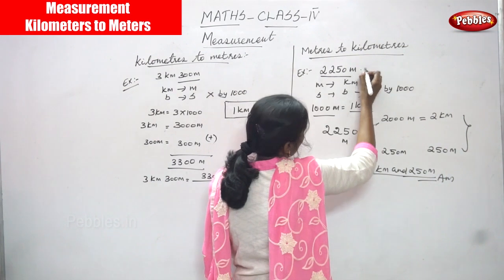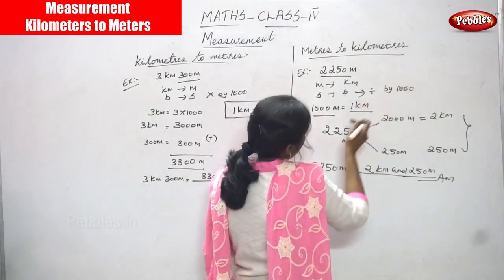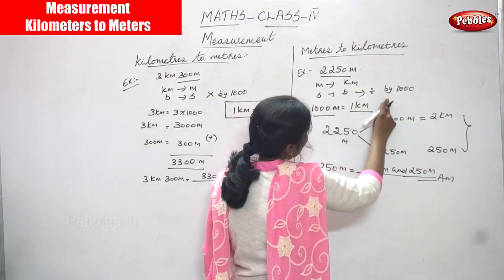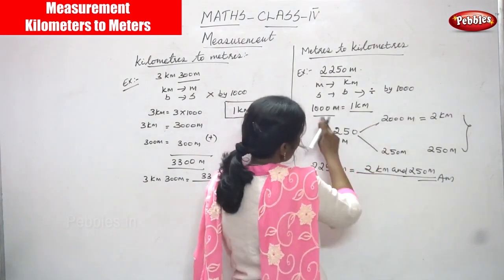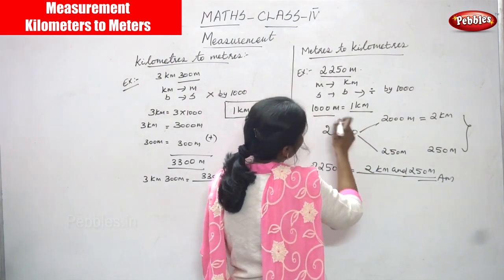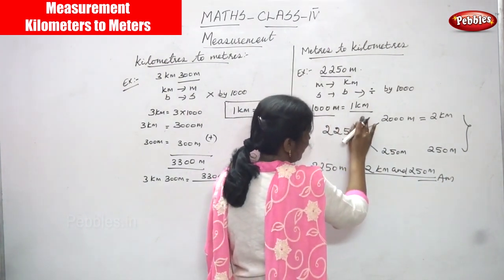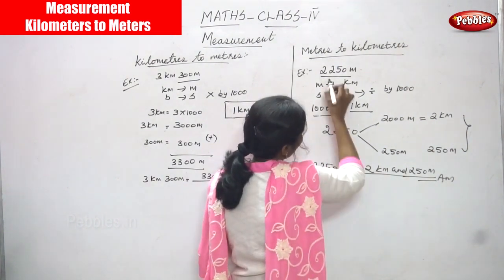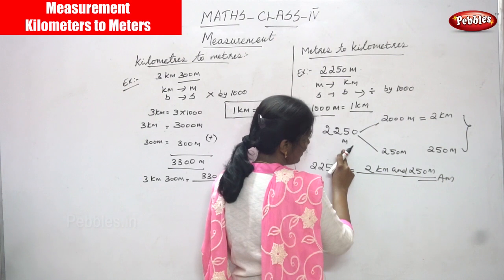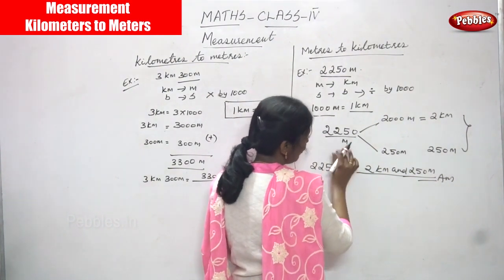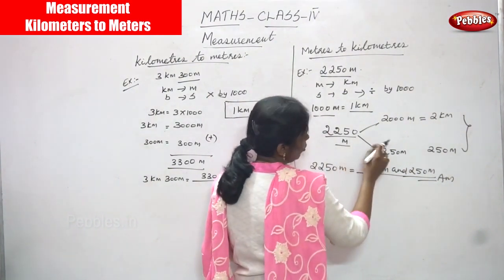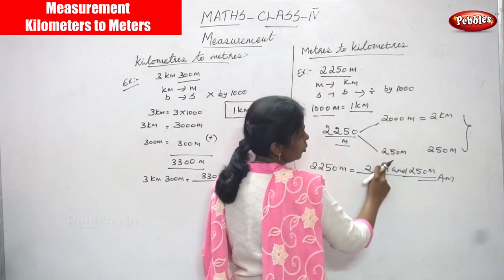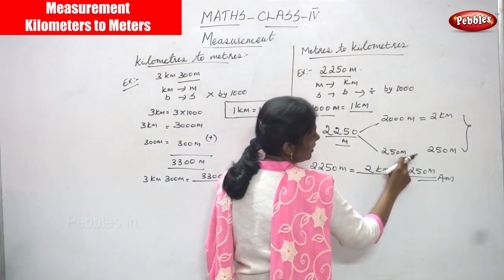This is converted into kilometer and meter. So meter to kilometer, smaller to bigger unit, means you have to divide by 1000. That is, 1000 meter is equal to 1 kilometer. This is the formula. Don't forget the formula, and in each and every sum you have to write it. So you write the question 2250 meter. This 2250 meter is separated into 2000 meter plus 250 meter.